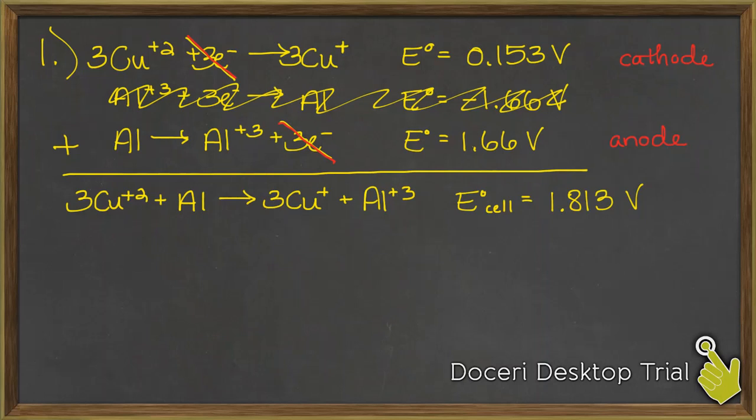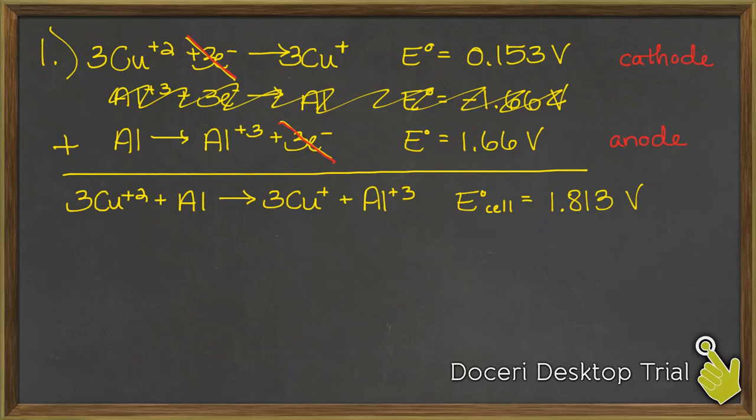And there is my balanced reaction. And whichever half reaction you had to flip, you flipped it to turn it into an oxidation, and that is where the anode is located. Anode is where oxidation takes place, which makes the other one the cathode.